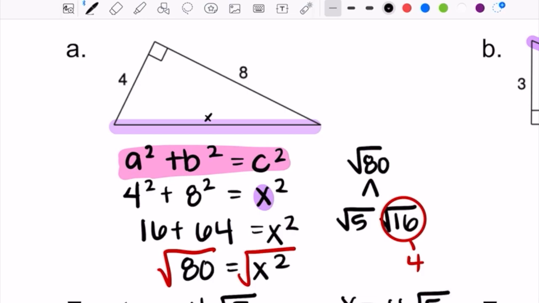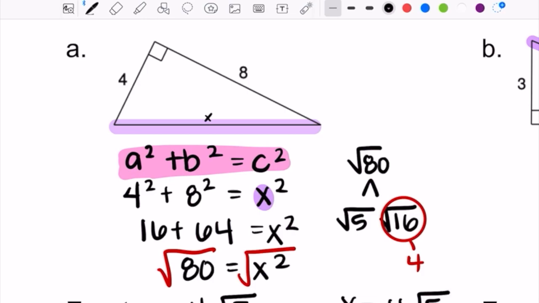So I plug in the 4, 4 squared is 16, and then I plug in the 8, 8 squared is 64, is equal to x squared. I add up the 16 and the 64, and so I have 80 is equal to x squared. Well, to solve an equation that has a square, you have to take the square root of both sides. So I'll square root both sides, and I would be finished, except 80 is an example of a square root that can be simplified.